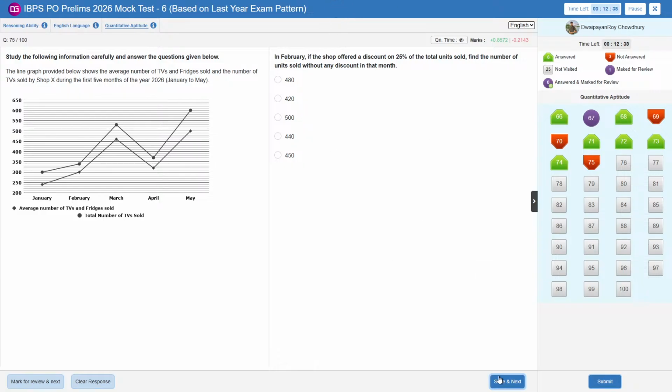In February, if the shop offered a discount of 25%, find the number of units sold without any discount. Discount on 25% of the items sold in February. Total items was this. So 25 out of 480 without any discount. No, wait a second. 25. So okay.